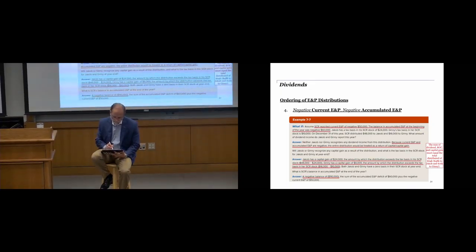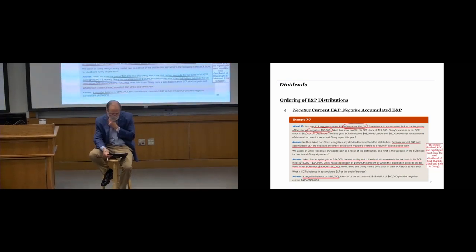What if we assume SCR reported current E&P of negative 50,000. The balance in accumulated E&P at the beginning of the year is negative 60,000. Jacob has a tax basis in his SCR stock of 24,000. Ginny's tax basis in her SCR stock is 10,000. On December 31 of this year, SCR distributed 38,000 to Jacob and 16,000 to Ginny. What amount of dividend income do Jacob and Ginny report this year?